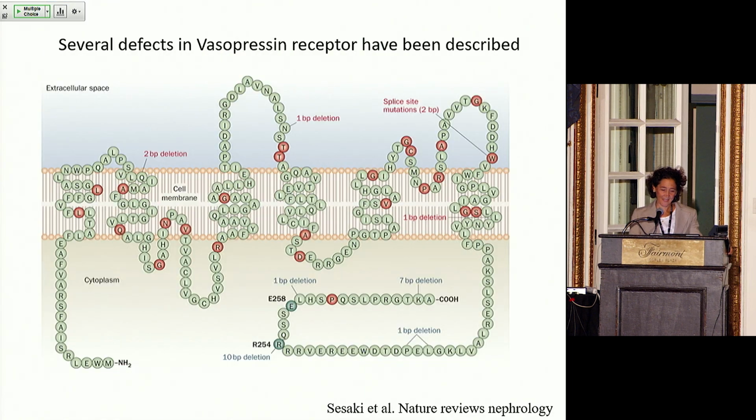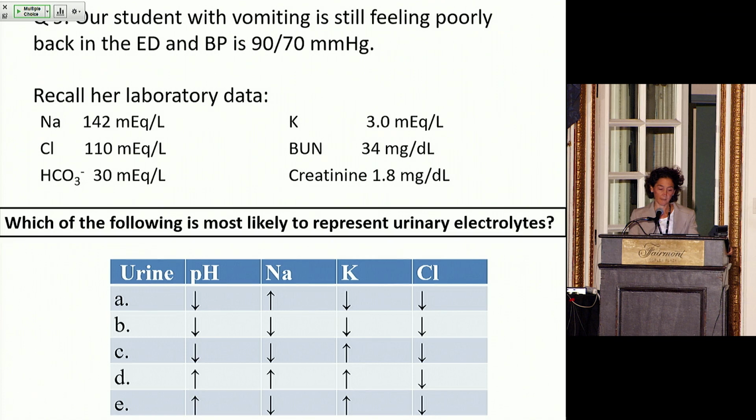And I like them. And there have been several defects that have been described in the vasopressin receptor, and these cause congenital nephrogenic diabetes insipidus. It's pretty uncommon, but very rewarding to treat these patients. Okay.